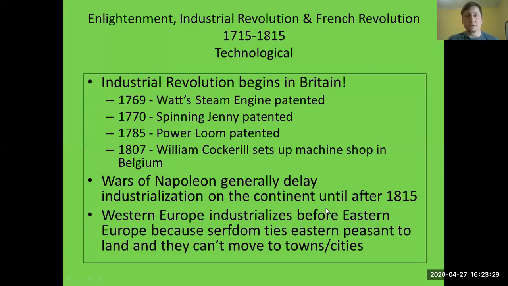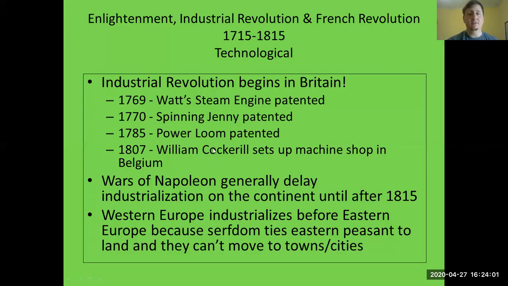But the big movement is the Industrial Revolution. The Industrial Revolution is starting in Britain in the 1700s. We kind of saw this a little bit in the last video, but really it gets going in this video. Watt's steam engine is patented in 1769. The spinning jenny is patented in 1770. Remember, that one spins dozens of spools of yarn at a time. In 1785, the power loom is patented by Edmund Cartwright, and that speeds up the weaving process.